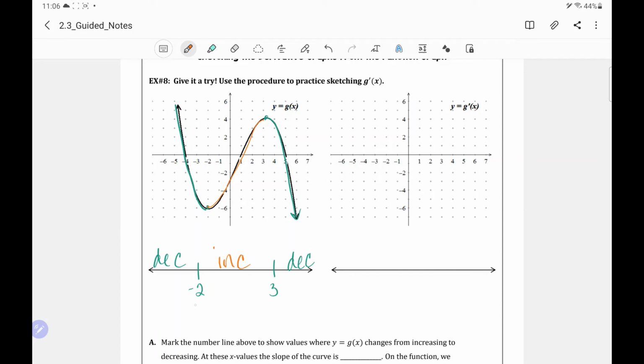So remember we said that those max and mins are going to be x-intercepts on the f prime graph, right? And so I already know that my points on the graph, I'm going to have (-2, 0) and I'm going to have (3, 0). Okay. We also said that when it's decreasing, I'm going to be in the negative. So this section, I'm going to be down here. This section, I'm going to be down here.